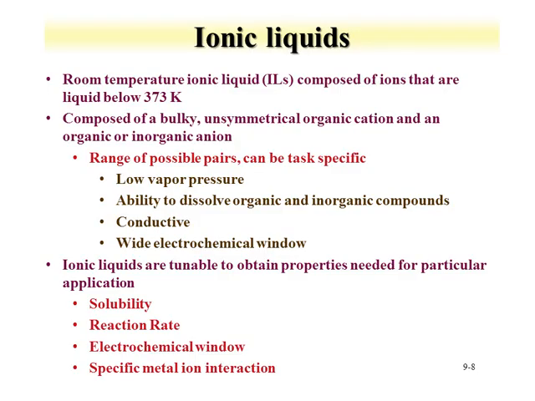An alternate to pyroprocessing is the use of ionic liquids. Ionic liquids are ions that are liquid at room temperature or up to 100 degrees C. They're composed of a bulky, unsymmetrical organic cation and an organic or inorganic anion. There's a large range of possible pairs of cations and anions that can be used. They can be task-specific ionic liquids.